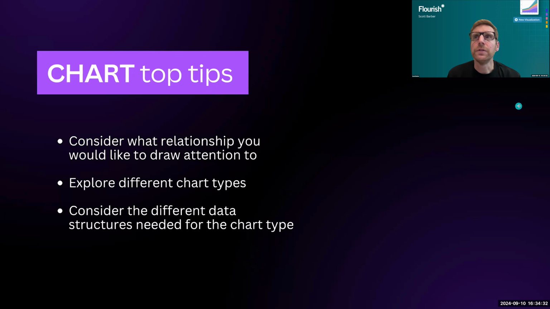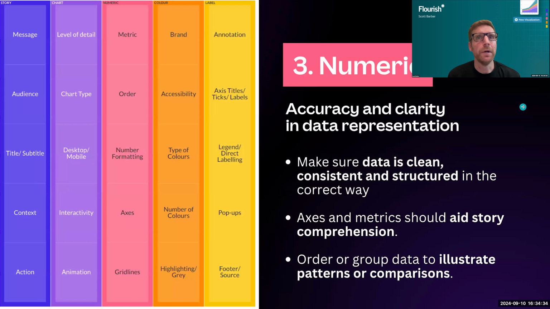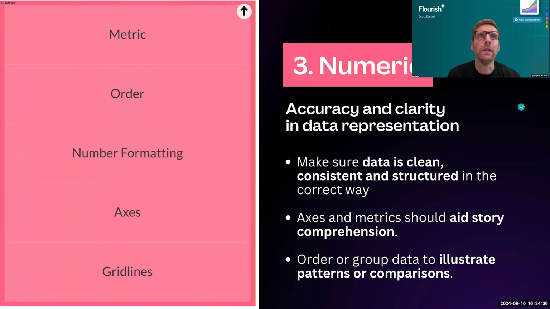That leads us on to the next section, which is all about the numbers in your chart. So there's a few things here. I think the first one is the metric you're using. Obviously, when you get your data, you can do things with it. You can take an average, you could look at a year-on-year change.